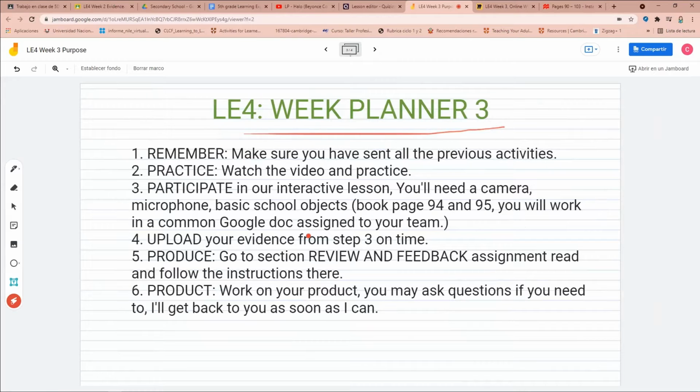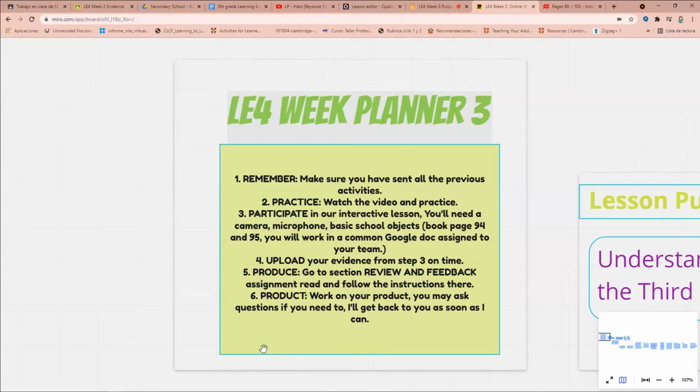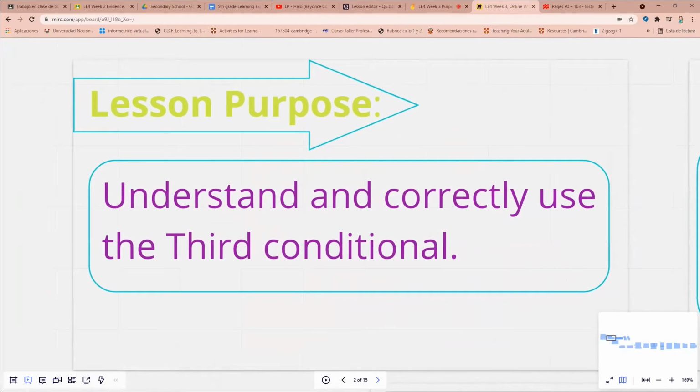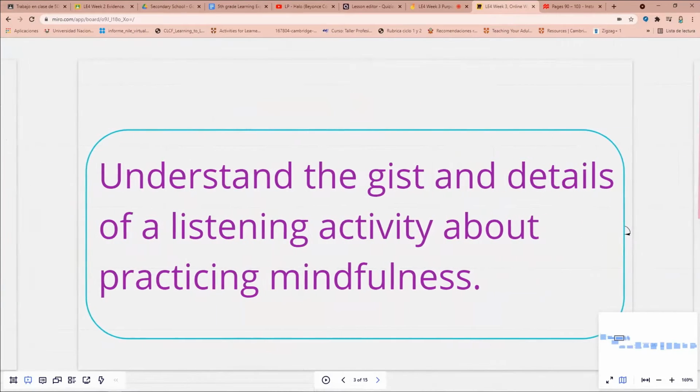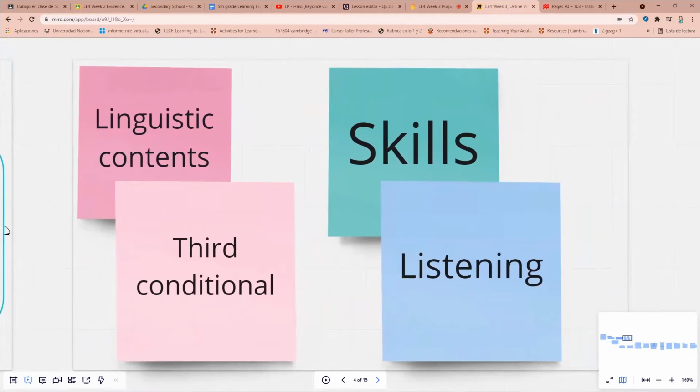And this is the weekly planner. You're going to need pages 94 and 95. So here you have the week planner. Now let's start with the lesson proposed. As I said, understand and correctly use the third conditional. Understand the gist and details of a listening activity about practicing mindfulness. Linguistic contents are the third conditional and, in skills, listening.